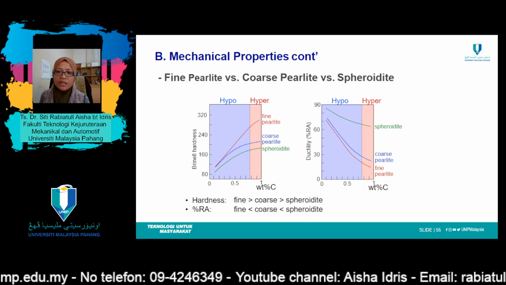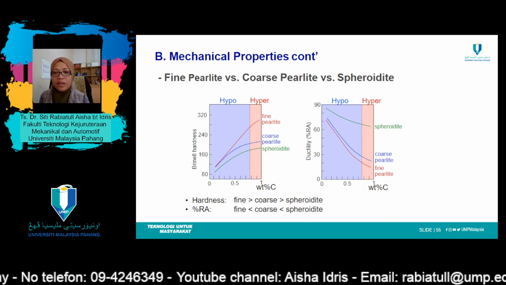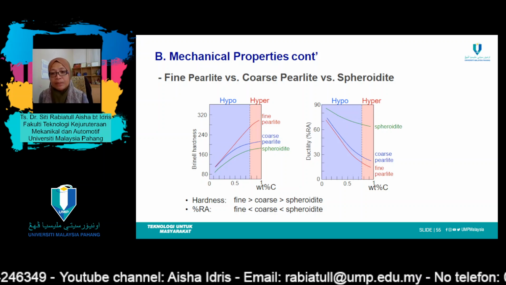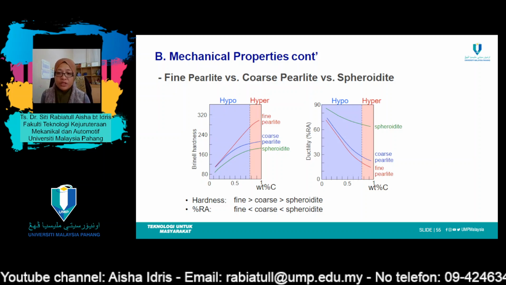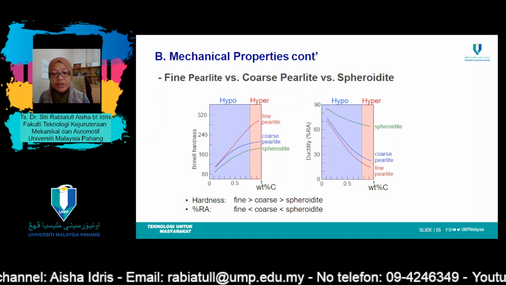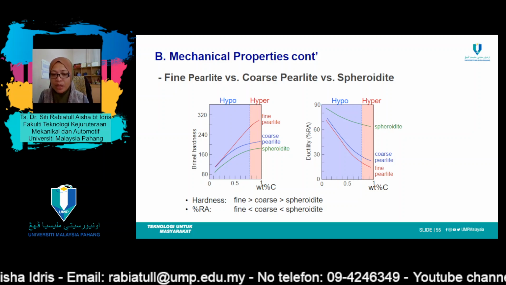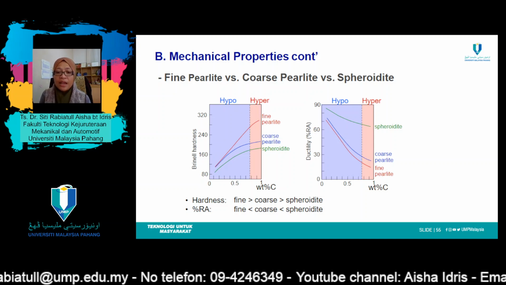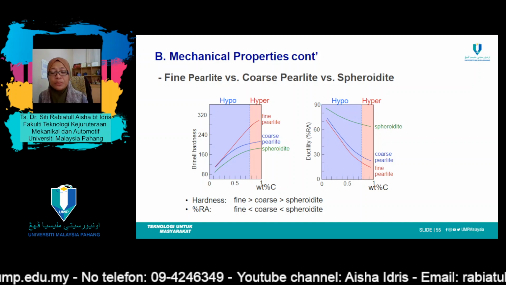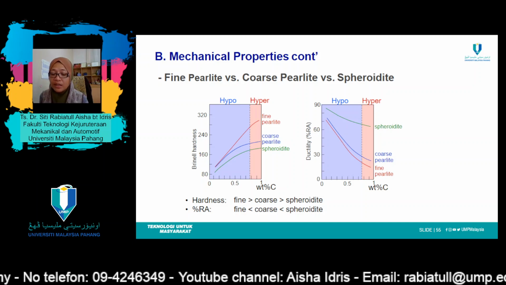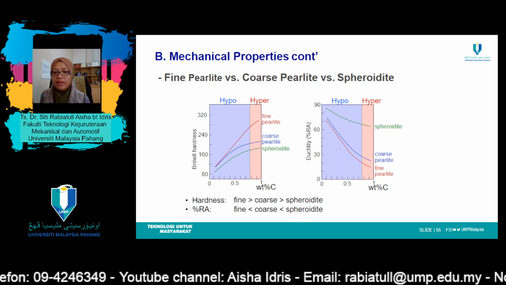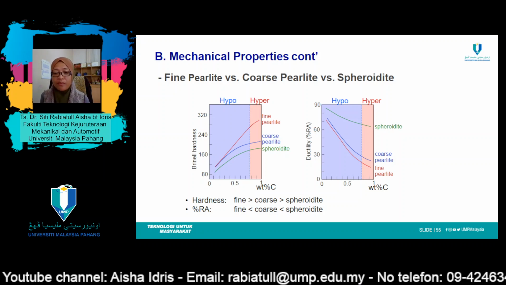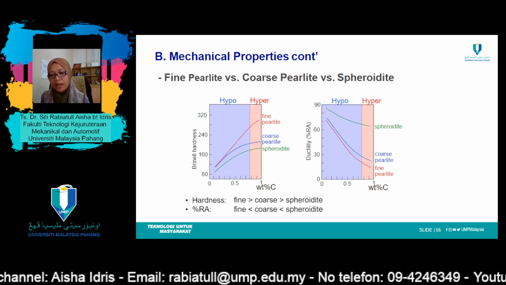For fine pearlite, coarse pearlite and spheroidite, the properties also will be different, even though fine pearlite or coarse pearlite might be determined as the same material, which is pearlite. However, the structure is slightly different. In this microstructure, the highest hardness goes to fine pearlite, moving to coarse pearlite and finally spheroidite. And the higher the hardness, the ductility will decrease. So in this case, fine pearlite will have the lowest ductility as compared to coarse pearlite and spheroidite.